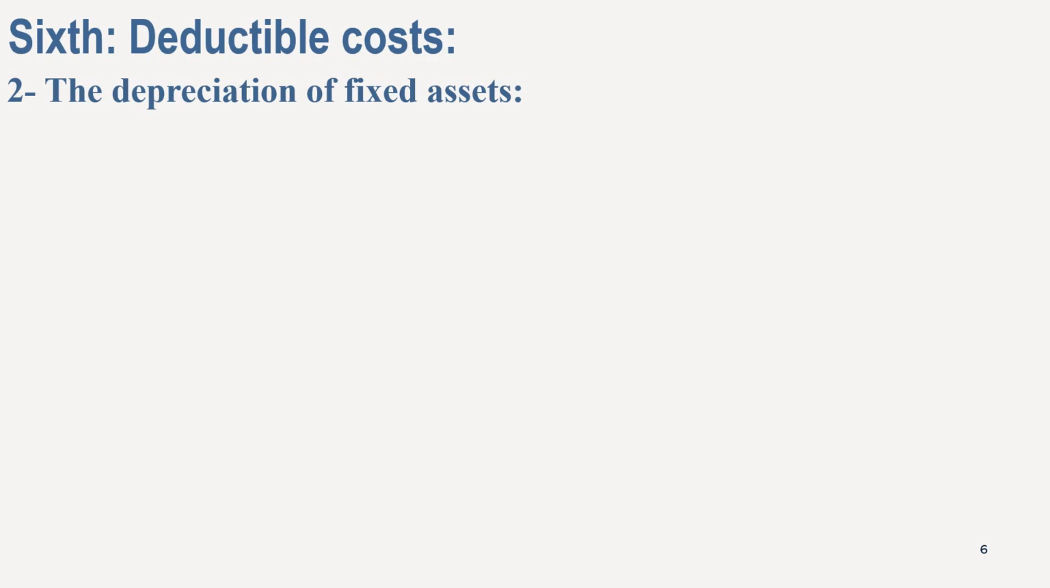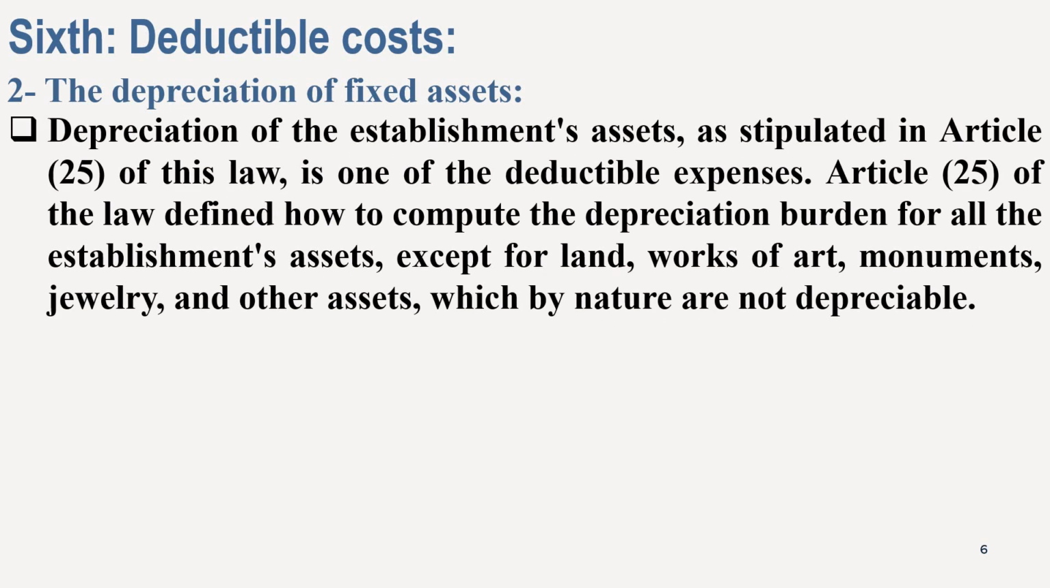The second item of deductible cost is the depreciation of fixed assets. Depreciation of the establishment's assets as stipulated in Article 25 of this law is one of the deductible costs and expenses. Article 25 of the law defines how to compute the depreciation burden for all the establishment's assets except for land, works of art, monuments, jewelry, and other assets which by nature are not depreciable.